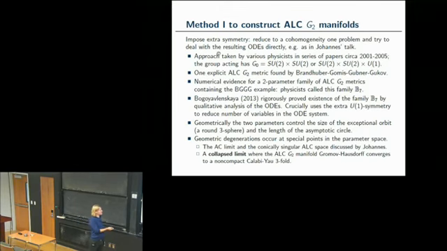Now, given that our eventual goal is to construct compact G2 manifolds close to a collapse limit, it doesn't seem so unreasonable to try to construct these ALC things by looking at their collapse limits.